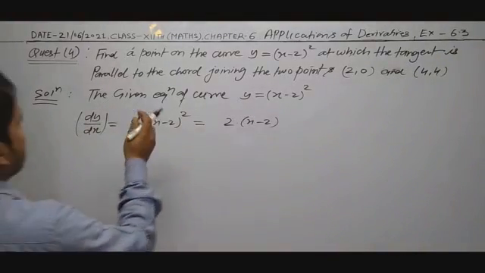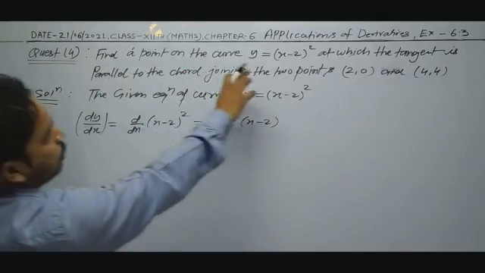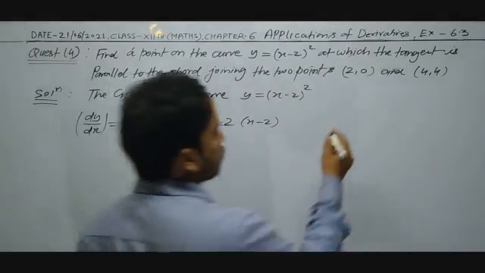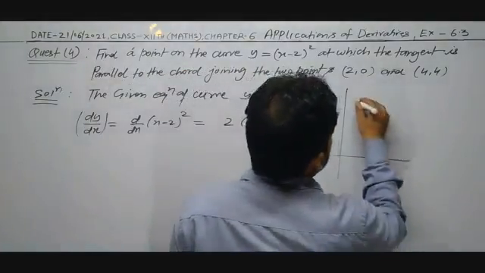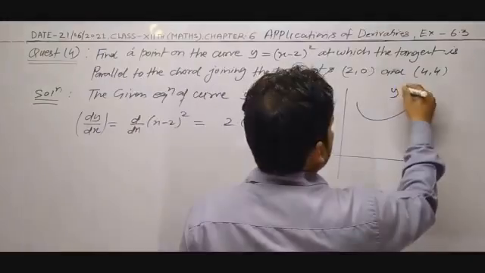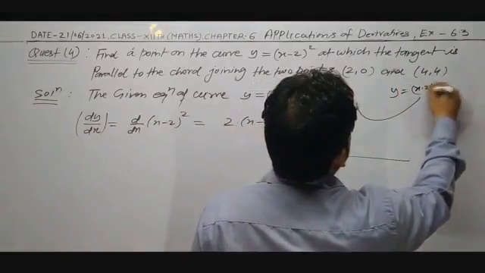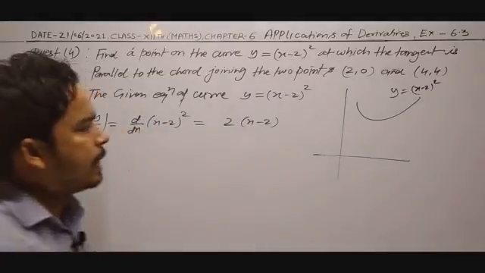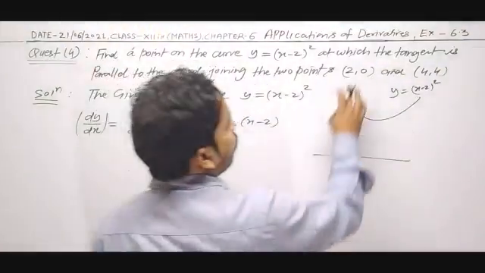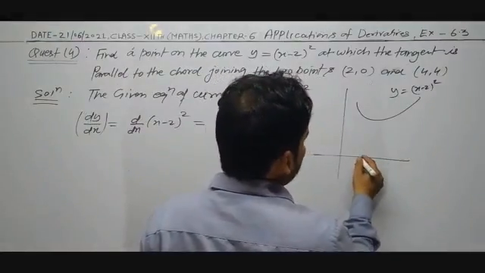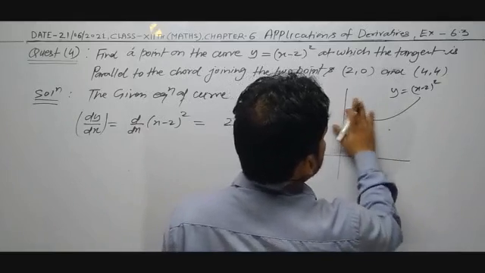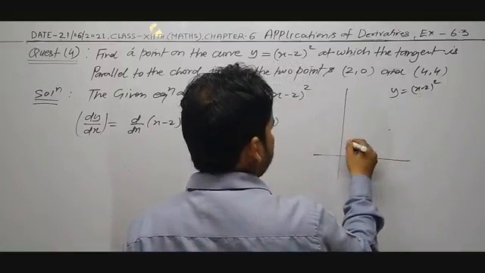In this question, this is clear: a point on the curve where the tangent is parallel to the chord. Suppose this is any curve of the given equation x minus 2 whole square, and these are the points 2 comma 0 and 4 comma 4. 2 comma 0 is here and 4 comma 4 is here, suppose. So now you can consider this type of curve.